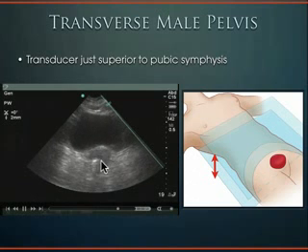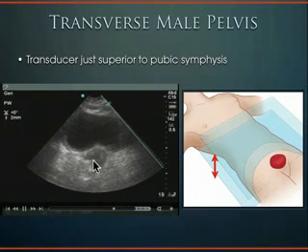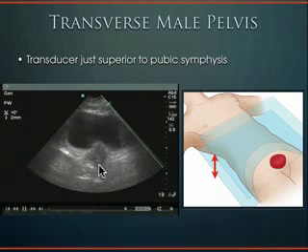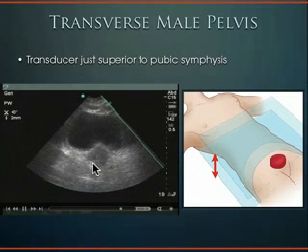This is what the male pelvis looks like in somebody who's got a pretty generous what? Prostate. So the prostate takes the location of the uterus in the male. And that's what that kind of looks like there.